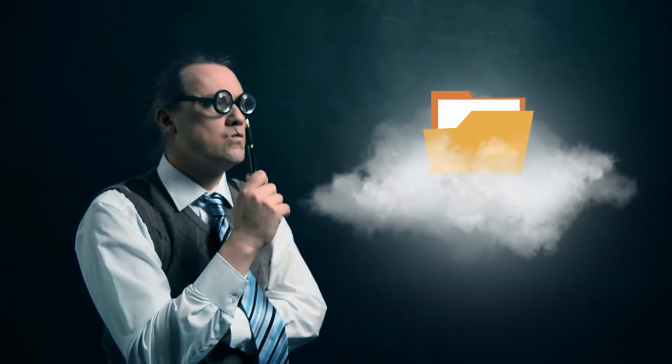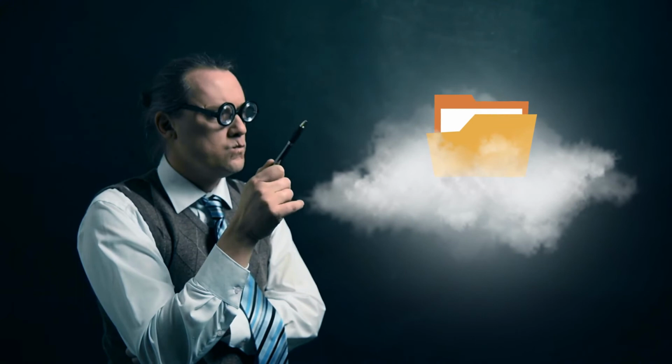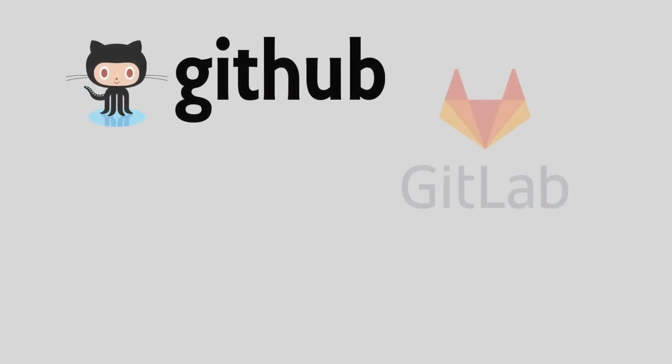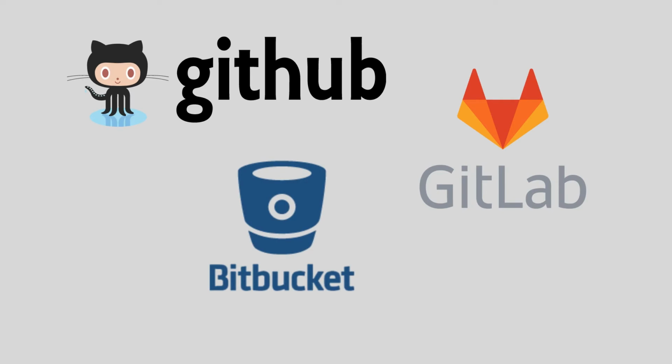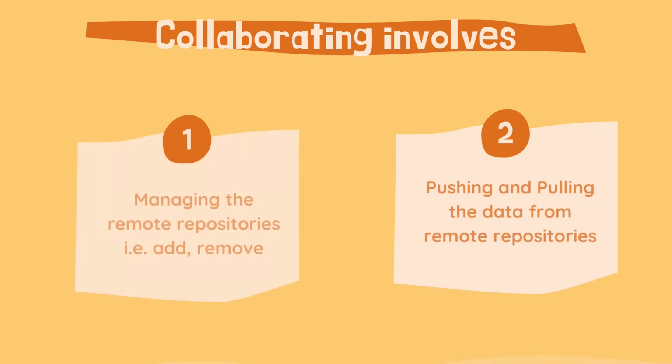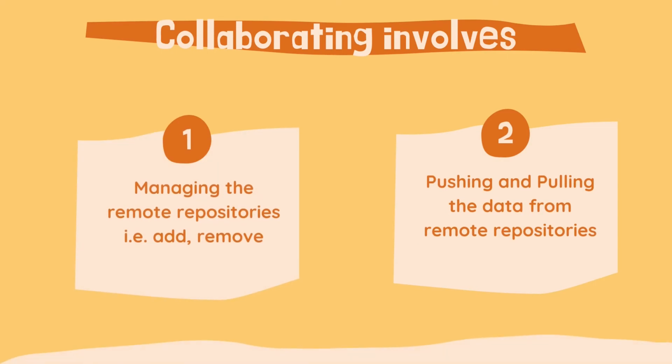It means there are so many platforms where you can store your repositories and then maintain them, such as GitHub, GitLab, Bitbucket. What does collaborating mean? Collaborating with others means managing these remote repositories, knowing how to add a repository, how to remove it, and manage various remote branches. Don't worry about the branches concept, we will cover it in later upcoming videos. It also means defining what to track or not to track in Git, and pushing and pulling the data.